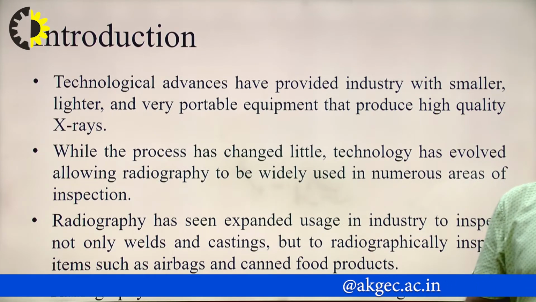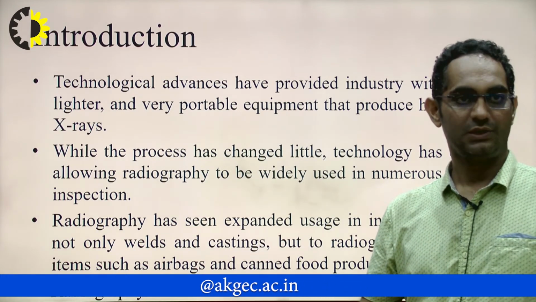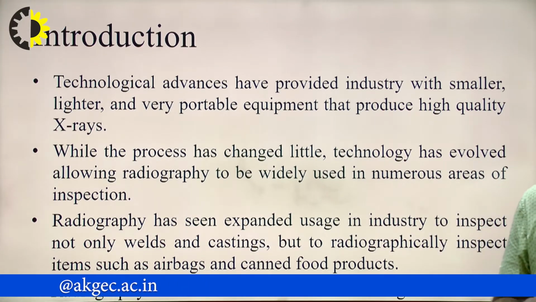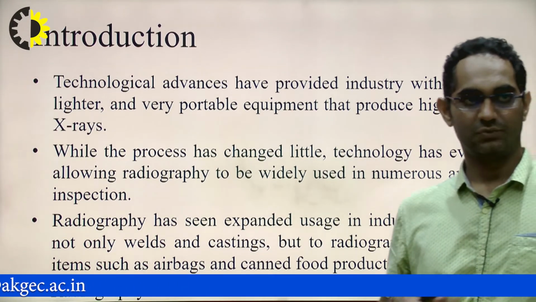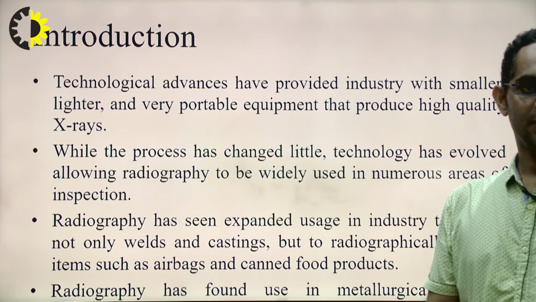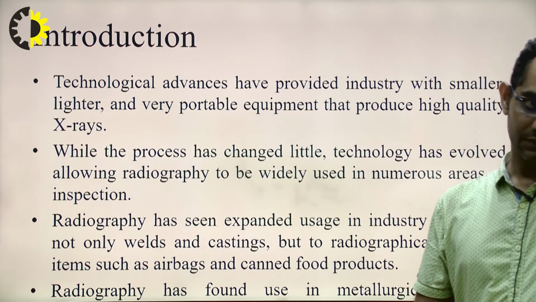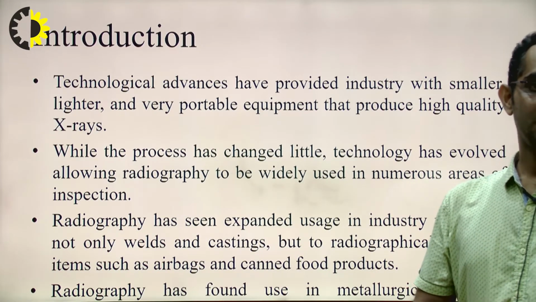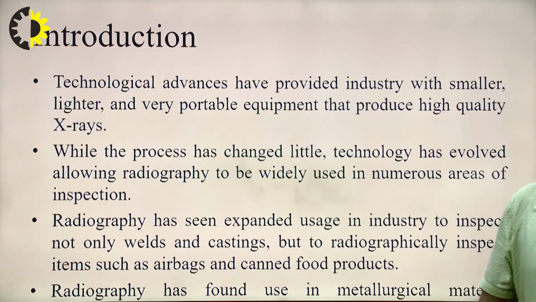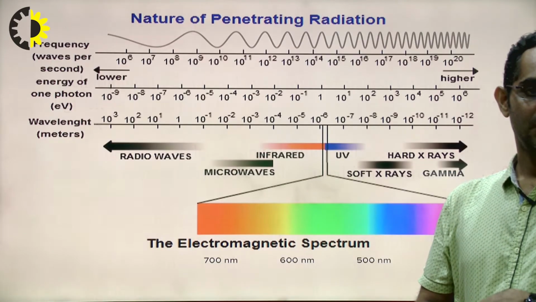Radiography has seen expanded usage in industry to inspect not only welds and castings, but also items such as airbags and canned food products. Radiography has also found use in metallurgical material inspection and testing. So this is one of the advantages or usages of radiography.